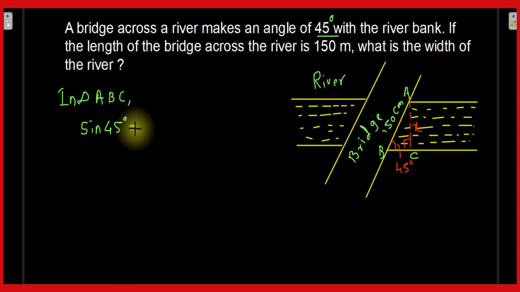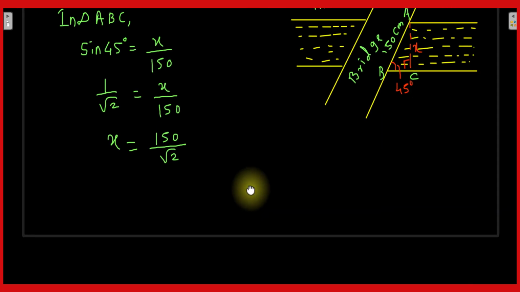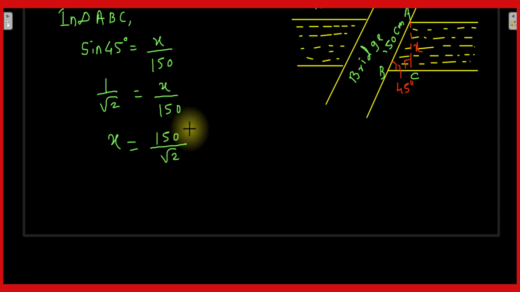that is equal to opposite upon hypotenuse, that is x upon 150. Sin 45 is 1 upon root 2, that is equal to x upon 150. Now take 150 to this side, so you will get x is equal to 150 upon root 2. We do not write surds in the denominator, so we will rationalize this, multiply the numerator by root 2 and the denominator also by root 2, so you will get x is equal to 150 root 2.